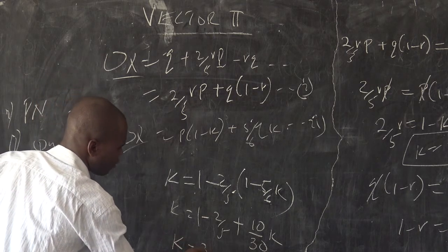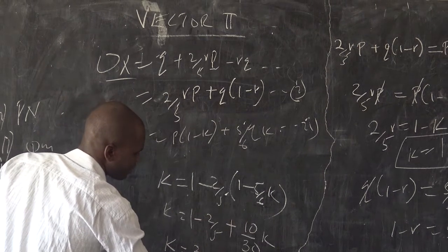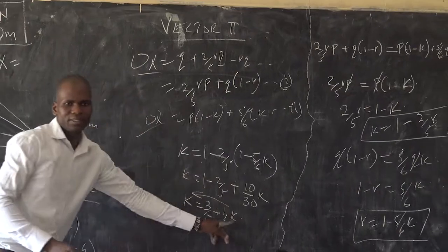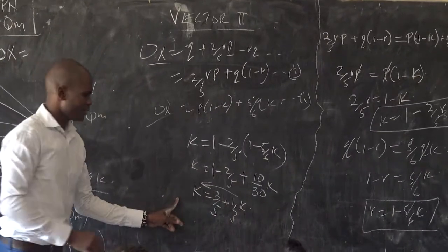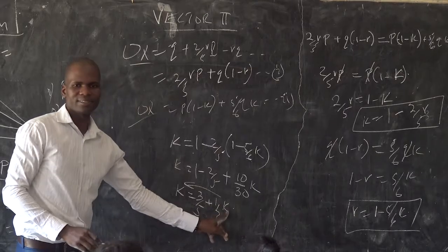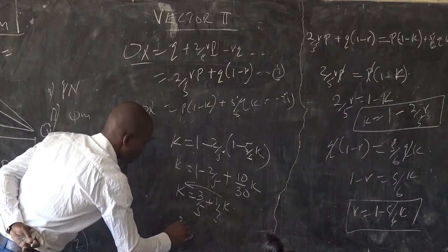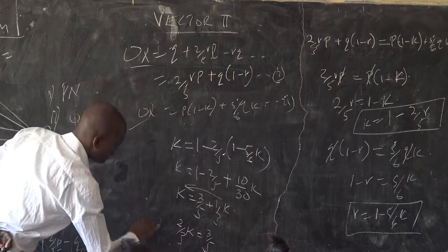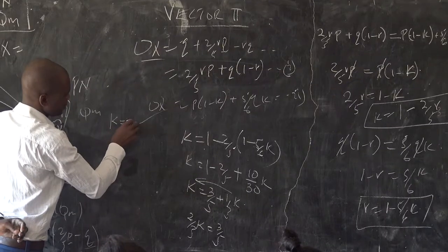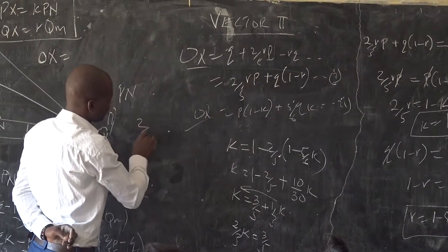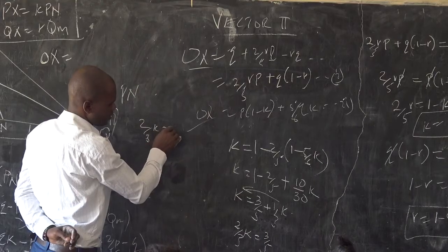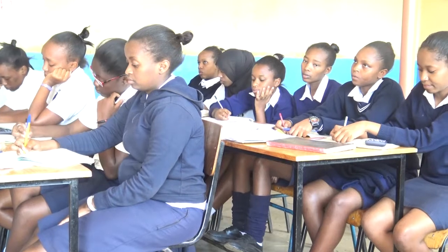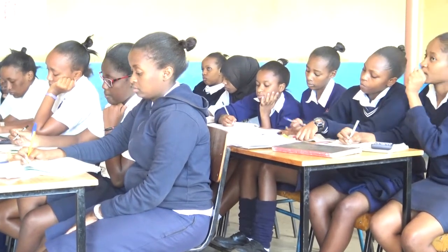So K equals 3 over 5 plus a third K. Collecting the K terms on the other side, it is going to be K minus a third K. So we have 2 over 3 K equals 3 over 5. Now K equals 3 over 5 divided by 2 over 3, so we multiply by the reciprocal.